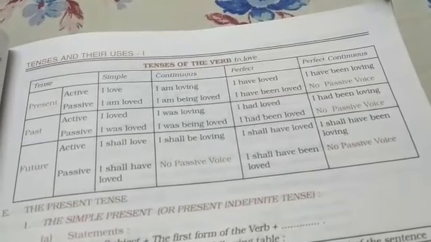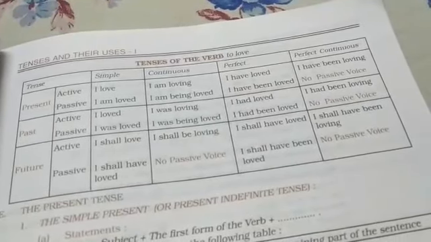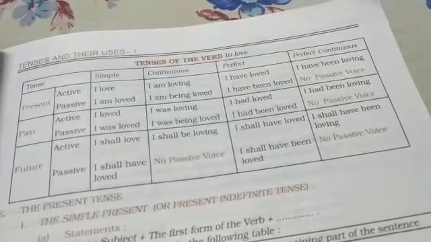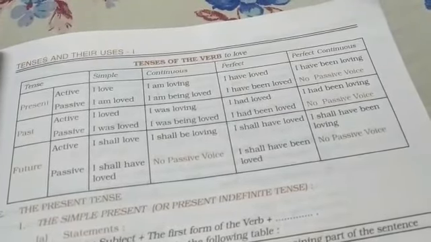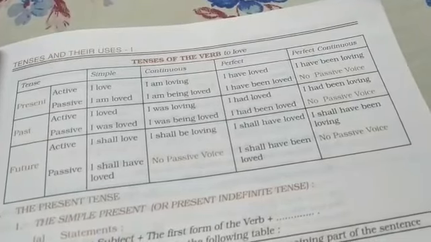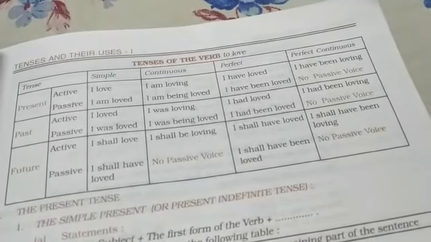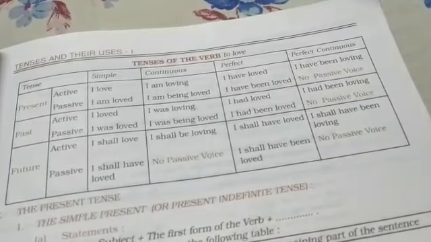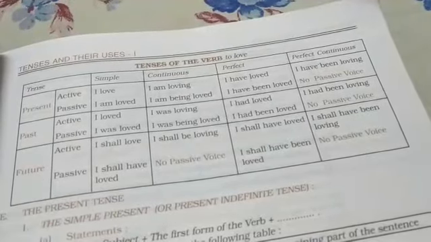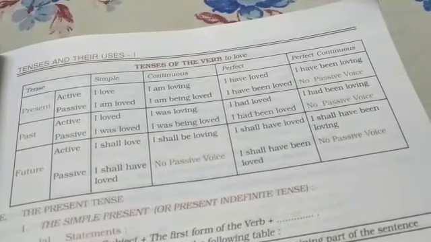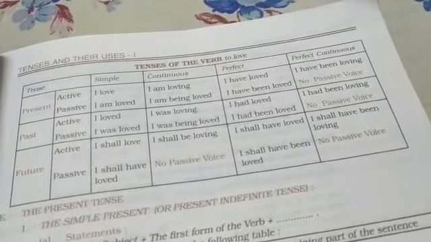Let's see how the past tense will be formed here. Under active voice, simple past, I loved. Past continuous, I was loving. Past perfect, I had loved. Past perfect continuous, I had been loving.